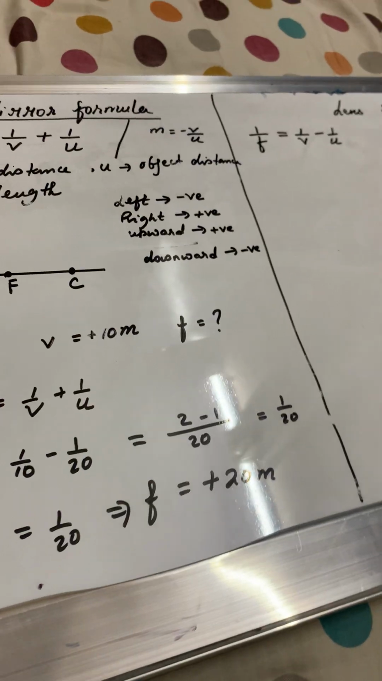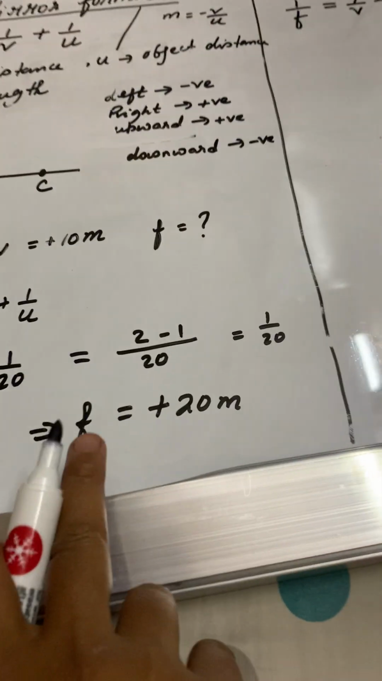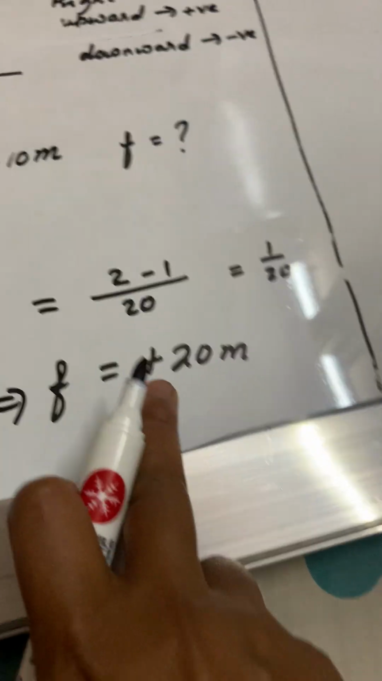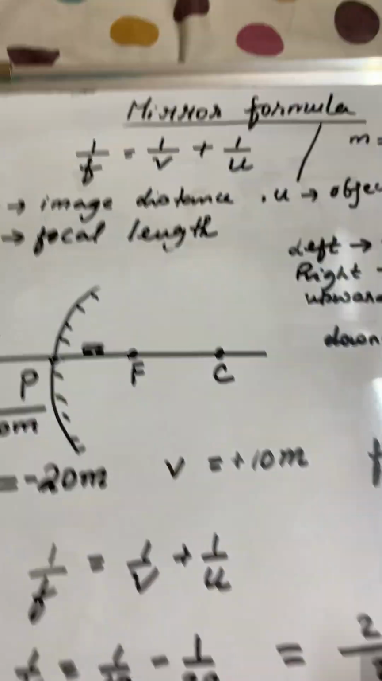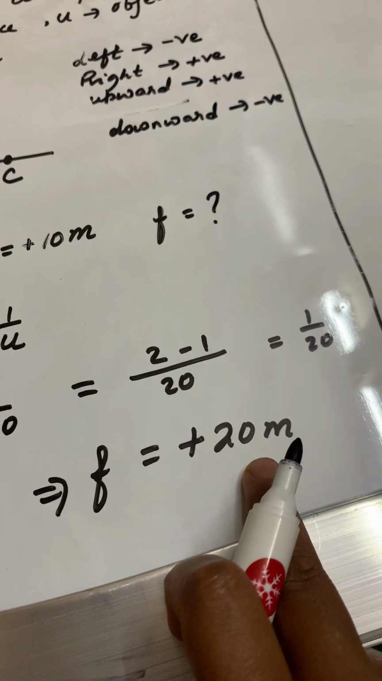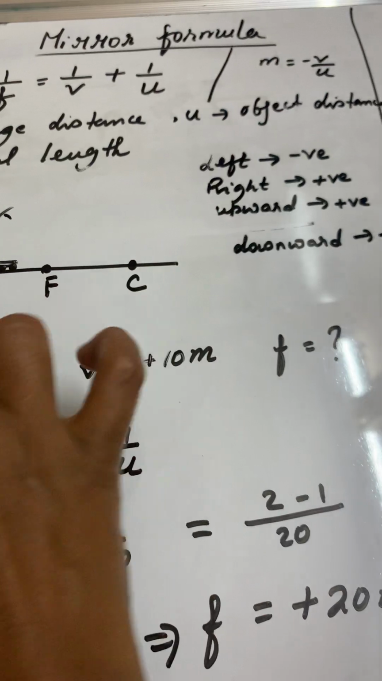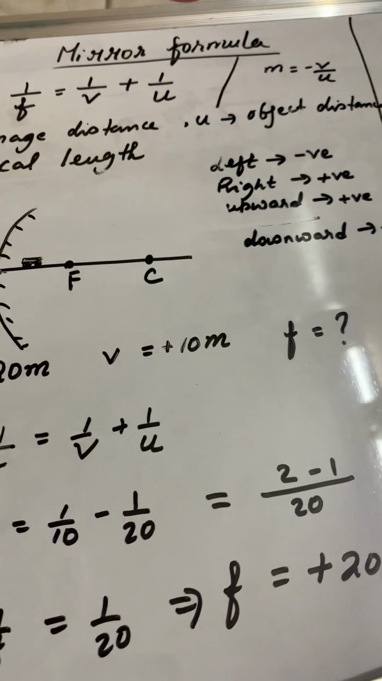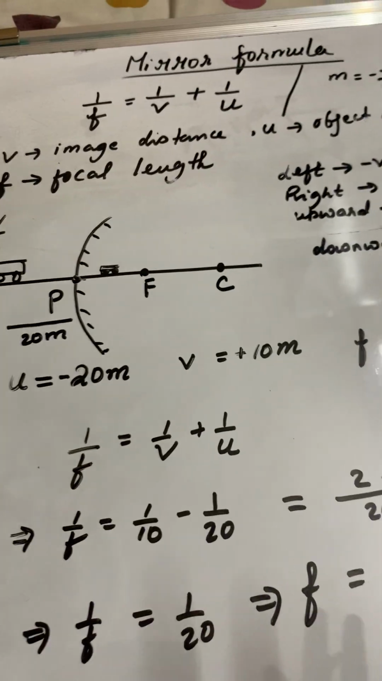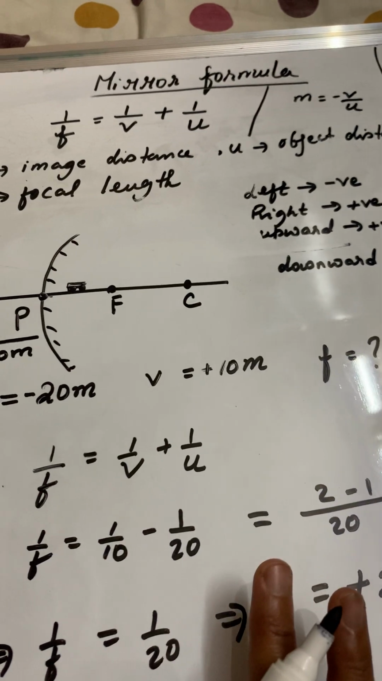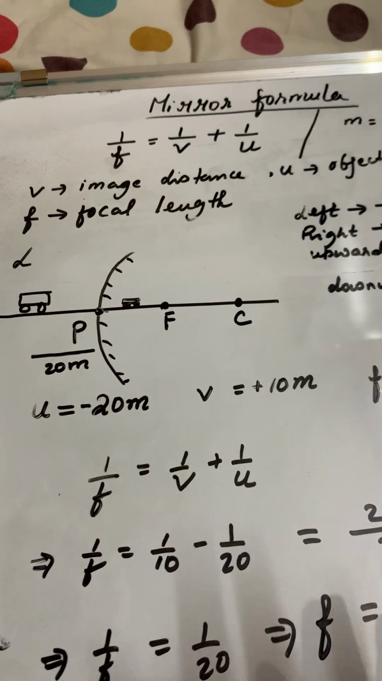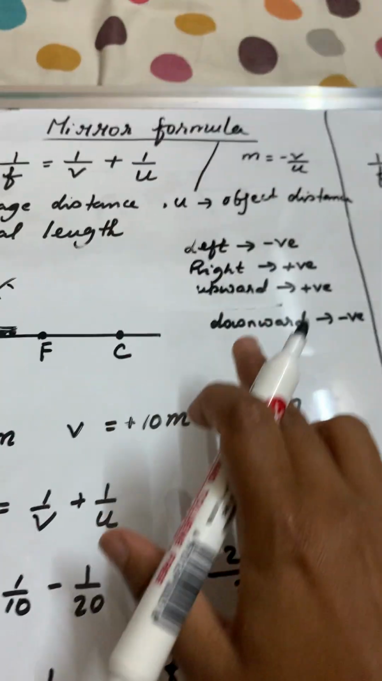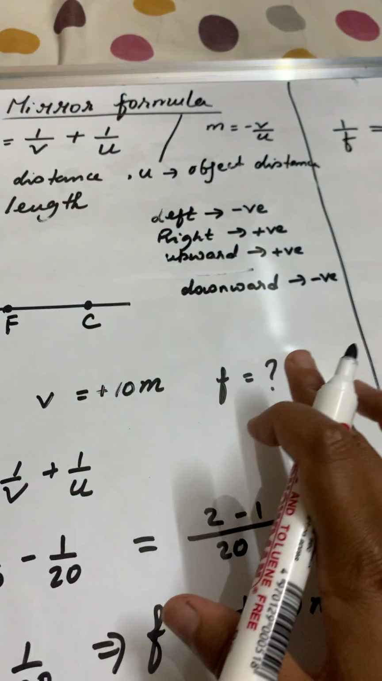Then what does it mean? It means it's positive, right? Positive means the focus of this mirror is on the right side. How far away is the focus from the pole? It's 20 meter away. So if you want to know about this mirror formula, you can check in the book. Before using the mirror formula, you have to apply the convention of left, right, upward and downward.